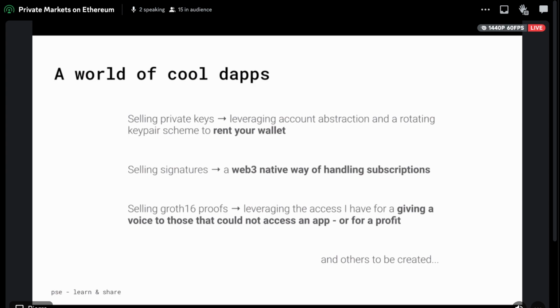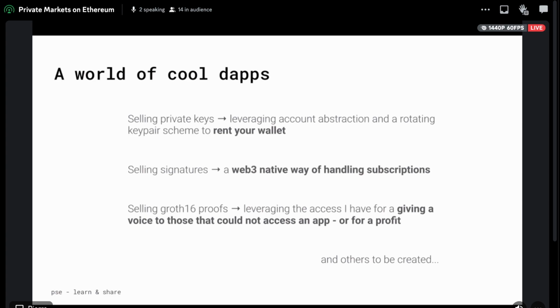Also, selling Groth16 proofs is a nice way of, for instance, giving a voice to those that could not access an app. For instance, I know that there is some really cool project going on in the Nouns DAO with some Reddit-like ZK-gated app for expressing and discussing governance proposals. But the thing is that a noun costs a lot. And so if you have something that you would want to say about nouns, but you do not have enough ETH to buy a noun, and someone deems your message interesting, but wants to remain anonymous while selling you the access, well, you can do that using the market construction.